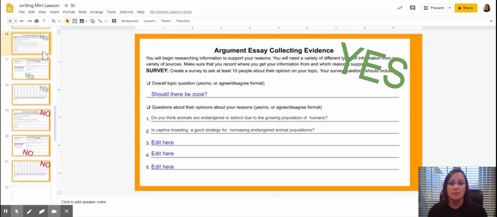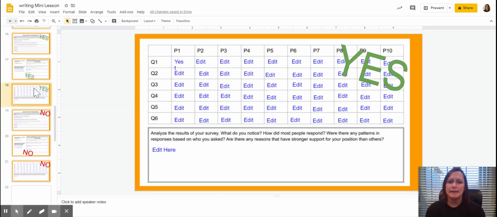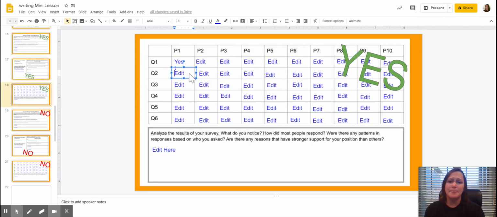I'm going to say, Mr. Dersham, is captive breeding a good strategy for increasing endangered animal populations? Well, he might say, yeah, I agree with that too. So I would write yes. I might ask him another question and he'll say, no, I don't believe that's correct. So I'm just jotting down for each person that I ask. So here's Mr. Dersham, and I'm going to ask him all the questions that I've written. And then I'm going to go to the next person. I'm going to ask the next person the same questions, and I'm going to record their responses here. So I'm going to be filling my chart with lots of yeses and lots of nos.